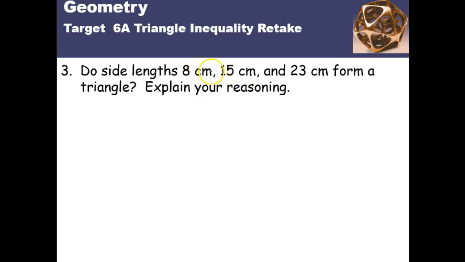And then here, do side lengths 8, 15, and 23 make a right triangle, or sorry, a triangle? So remember the rule is circle the bigger side, add the two smaller ones together. 8 plus 15 is 23, and the rule is these two added together have to be larger than the circled or the longest side, and it's not larger, it's equal to. So this is not a triangle. If it was bigger, like 24, that would work. If it was smaller, like 22, it wouldn't work, and if they're equal, it doesn't work.